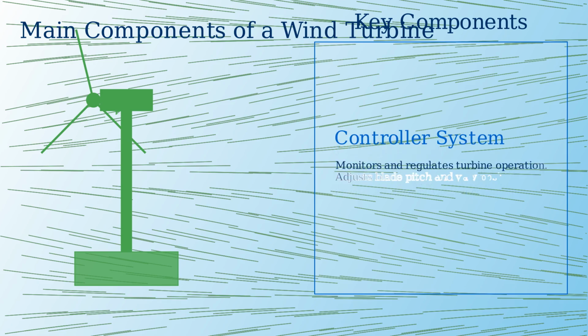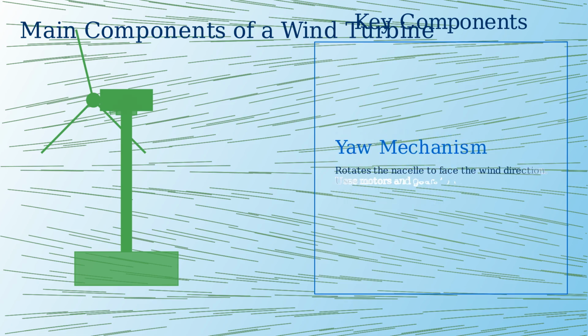The controller system is the brain of the wind turbine. It monitors and regulates operation, adjusts blade pitch and yaw position based on wind conditions, and implements safety protocols when necessary. The yaw mechanism rotates the nacelle to face the wind direction. It uses motors and gear systems to position the turbine for optimal energy capture, constantly adjusting to changing wind patterns.